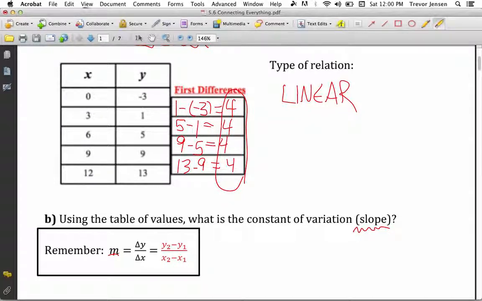Okay, so in order to calculate the change in y, remember this little triangle here, that means change in. So to calculate the change in the y values, we're going to use this formula here, y2 minus y1.